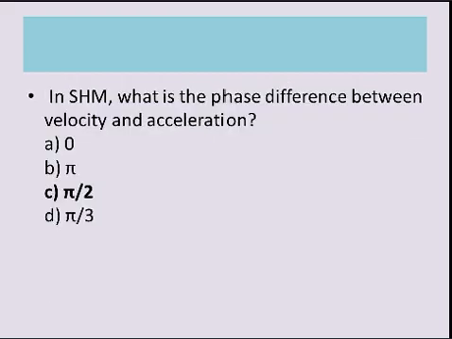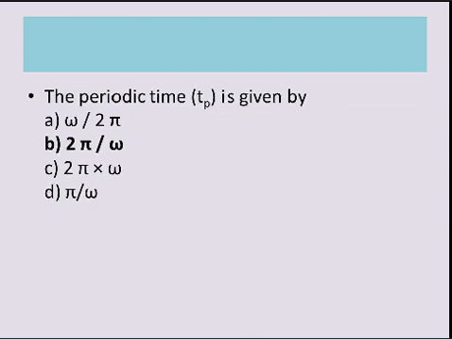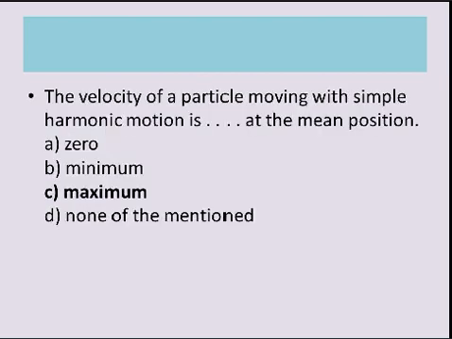In simple harmonic motion, what is the phase difference between velocity and acceleration? As I already told you, it is pi by 2. The periodic time is given by option A omega by 2 pi, option B 2 pi by omega, option C 2 pi into omega, and option D pi by omega. The answer is 2 pi by omega. The velocity of the particle moving with simple harmonic motion is dash at the mean position. Always remember, at the mean position the velocity is maximum and at the extreme position it is 0. So the correct answer is C, maximum.